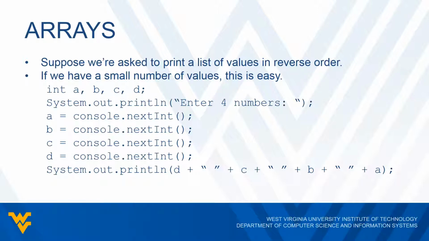So we have A, B, C, and D. We ask the user to enter 4 numbers. We use console.nextInt to get A, B, C, D. And we can just print out D, then C, then B, then A. No issues, right? Yeah, this is simple, really easy stuff.